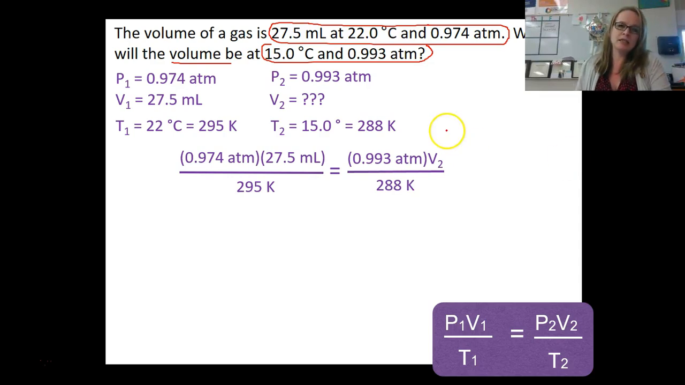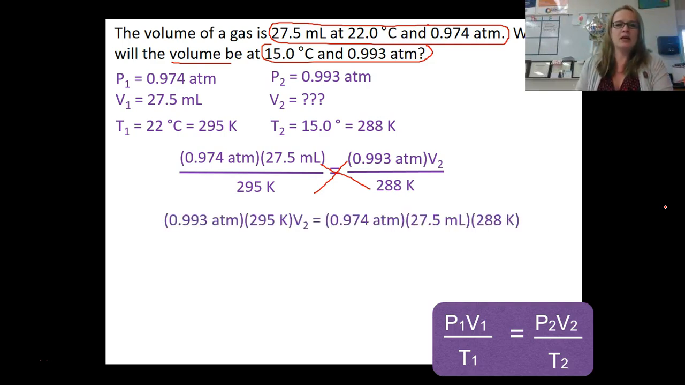Now, it does start looking messy, but that's okay. Again, just cross-multiply numerator to denominator, and we'll get the linear format that's easier to see. So when I do that, I'm going to end up with P2 times T1 times V2, etc. over here. And again, we want to get V2 by itself, so we're going to divide through by both of them to get V2 by itself.